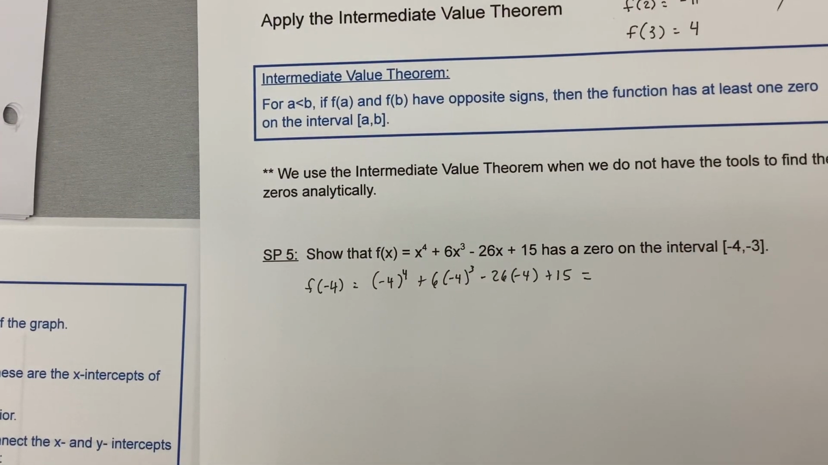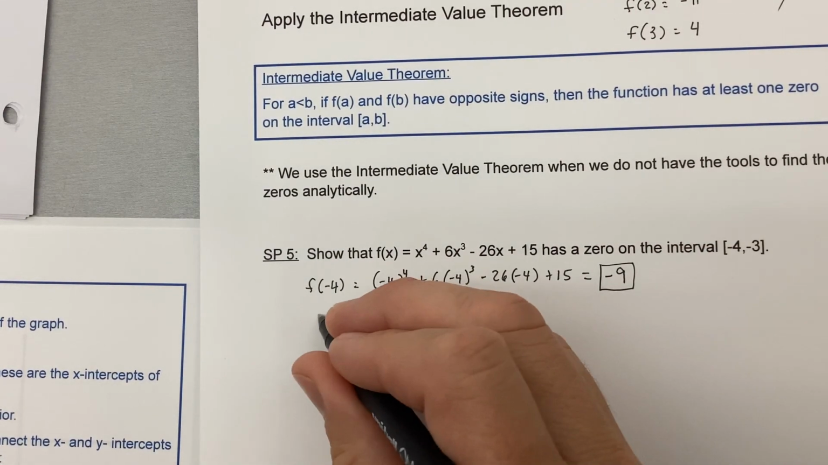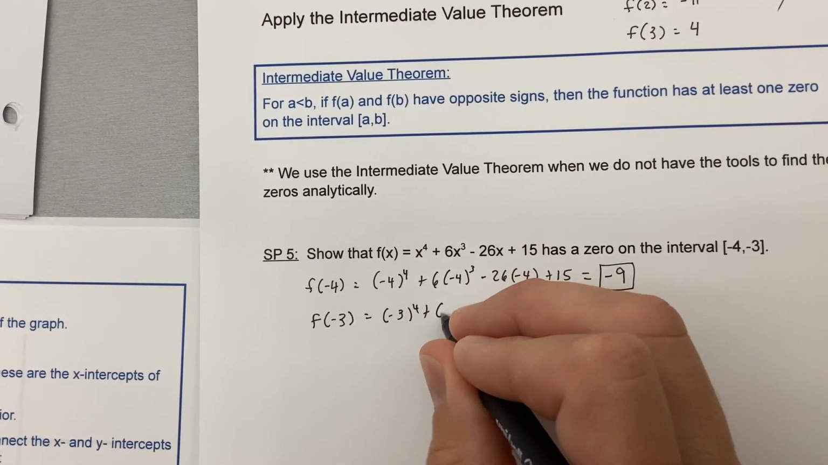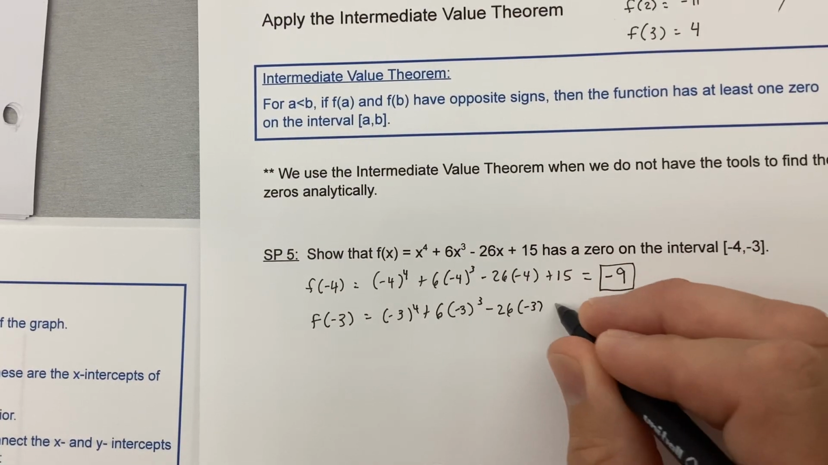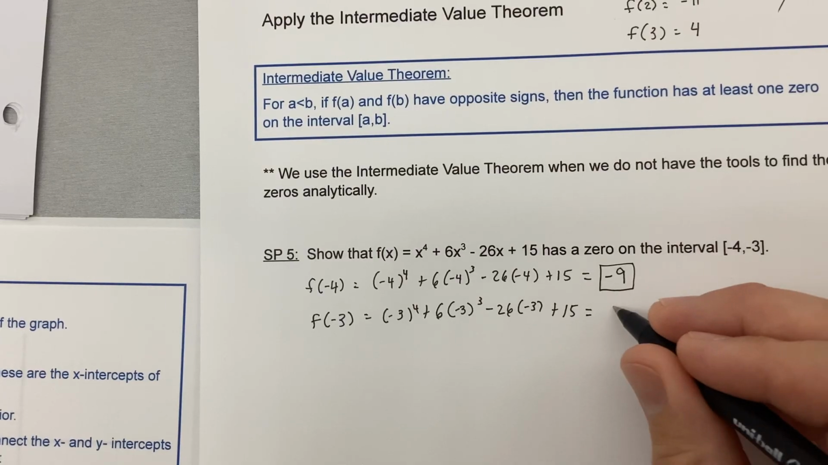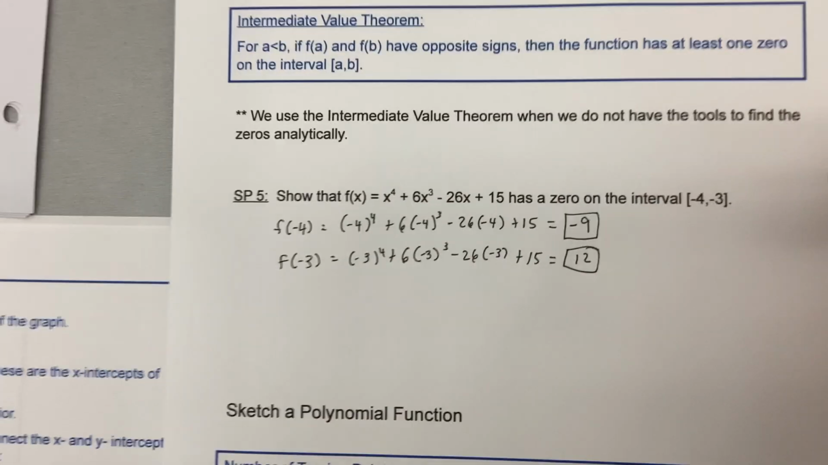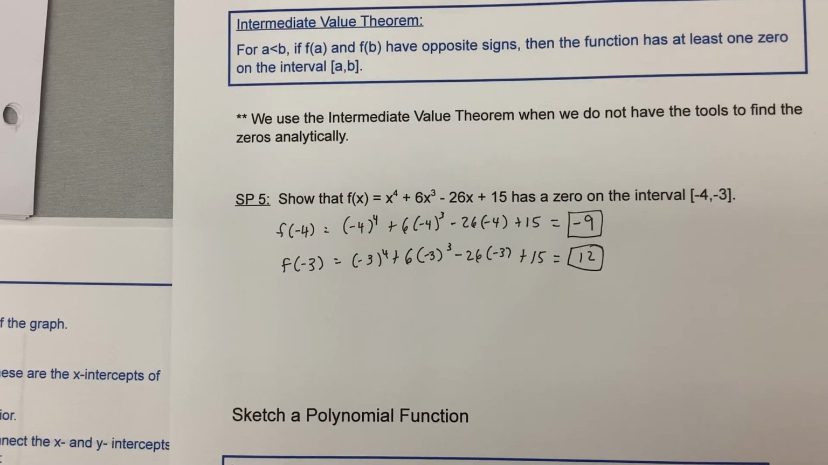If we plug in negative 4, we'll get negative 9. If we plug in negative 3, negative 3 to the 4th plus 6 times negative 3 cubed minus 26 times negative 3 plus 15, I'll save you the work again, you're going to get 12. So what do you notice about these two results? They're opposite signs. We got one point below the x-axis and one point above the x-axis. Therefore, if it's a continuous function, it had to cross the x-axis somewhere.